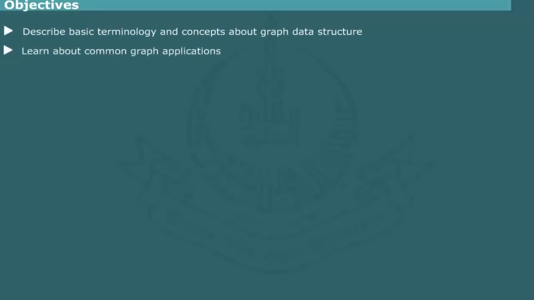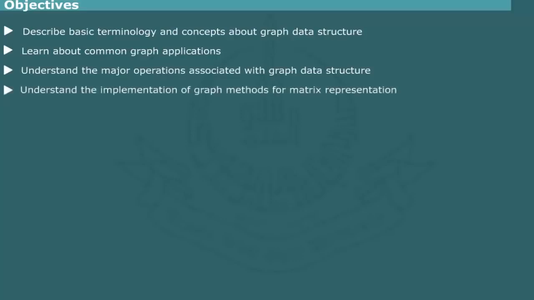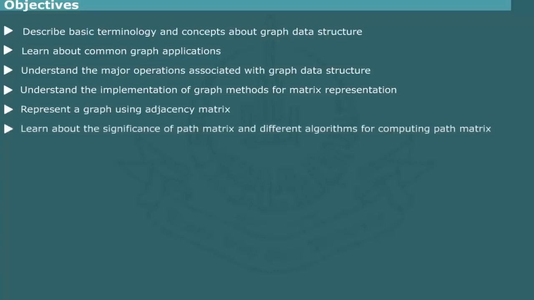Objectives. After completing this unit, you should be able to describe basic terminologies and concepts about graph data structure, learn about common graph applications, understand the main operations associated with graph data structure, understand the implementation of graph methods for matrix representation, represent a graph using adjacency matrix, learn about the significance of path matrix and different algorithms for computing path matrix.